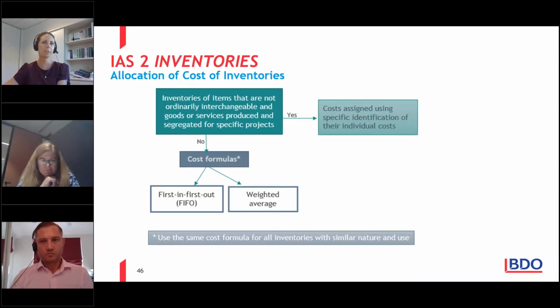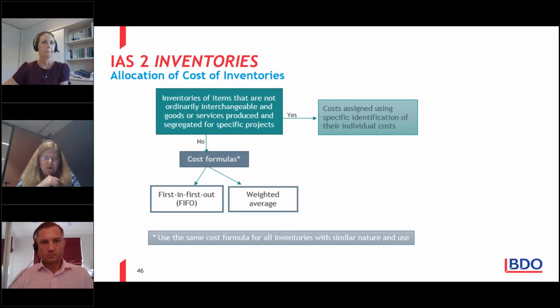However, specific identification of costs is inappropriate where there are large numbers of items of inventory that are ordinarily interchangeable. This is because the method of selecting those items that remain in inventories could be used to obtain predetermined effects on profit or loss. So instead, for these items, we would move down the flow chart, and this is where you have the accounting policy choice, either to assign costs using FIFO or weighted average cost formula.